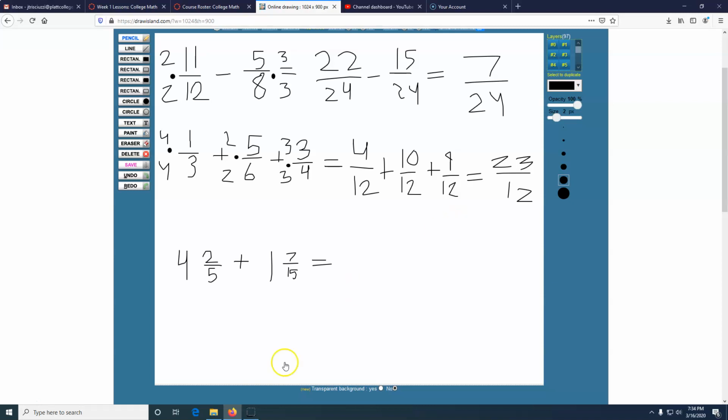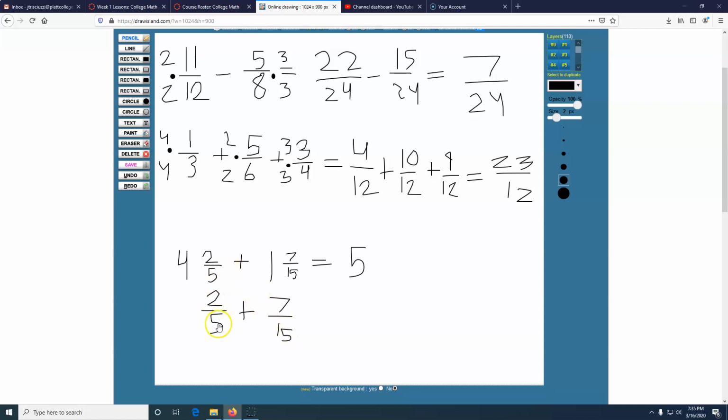Last one here. And again, remember the trick. We can add the whole numbers as separate things. So I already know 4 plus 1, that's going to give us 5. So we only really need to look at the fractions on their own. So we get 2/5 plus 7/15.